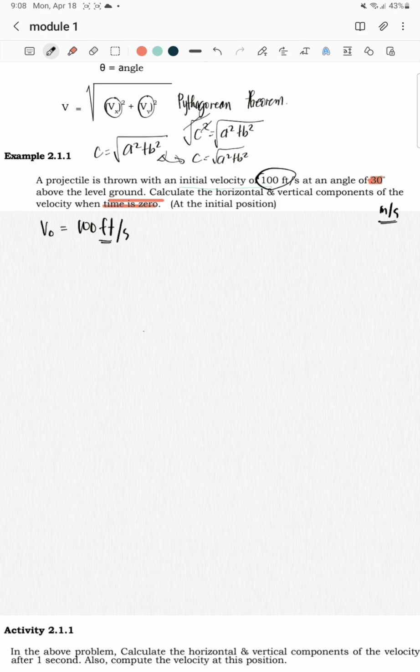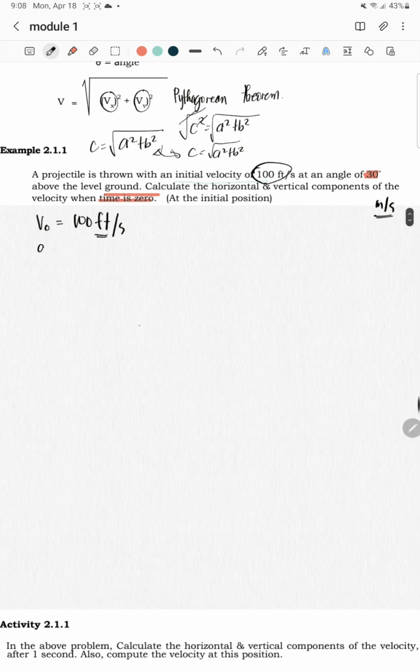Okay, at an angle of, so what's your angle? Angle theta is 30 degrees. And sabi dito, calculate the horizontal component. So this is question mark pa. And then the vertical component, question mark pa natin yan, when the time is 0.